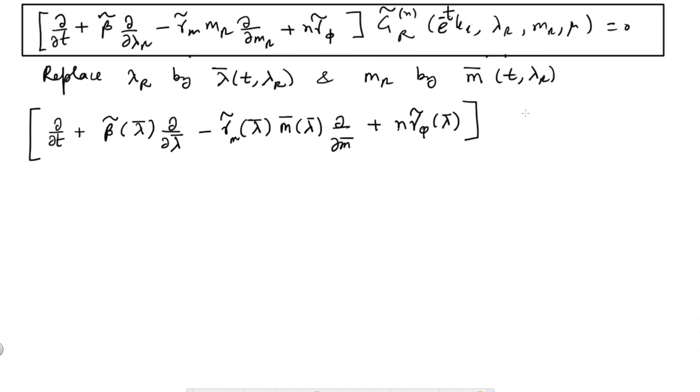This acting on g tilde n renormalized, e to the minus t, these momenta ki, lambda bar, mr replaced by m bar, and mu I can drop, it is fixed. Okay, don't worry about mu, there is no mu here. Good, we are here.